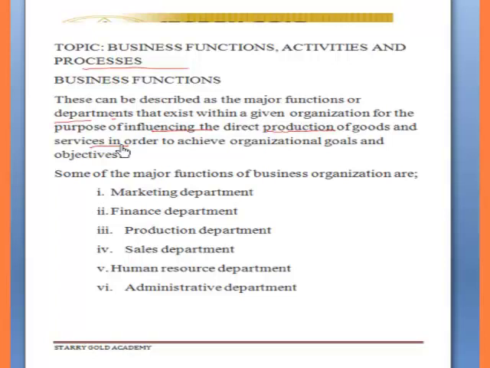Some of the major functions of business organizations are: we have the marketing function, or we can call it the marketing department; we have the finance department; we have the production department; we have the sales department, human resource department, and administrative department, among others. All these are some of the major functions that have been established in a particular business organization.